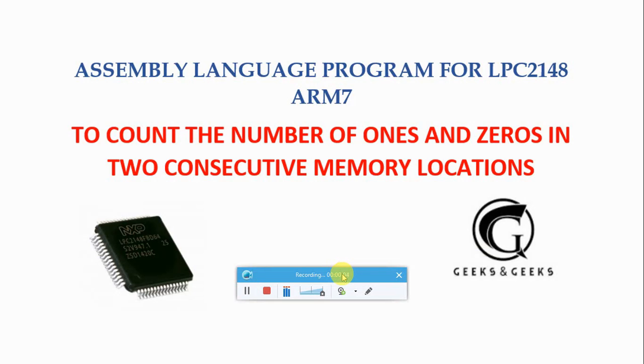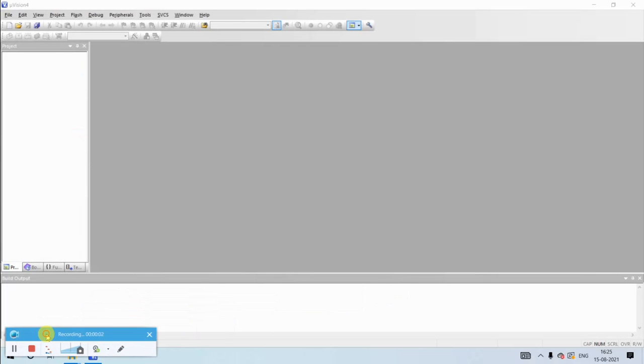So in this session we are going to see an assembly language program to count the number of ones and zeros in two consecutive memory locations. So let me give you a brief introduction on how to write an assembly language program in the Keil MicroVision 4 editor.